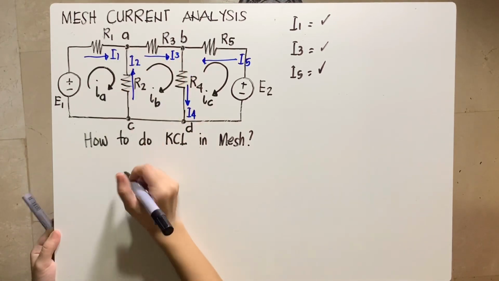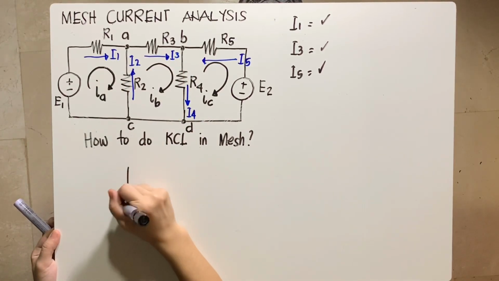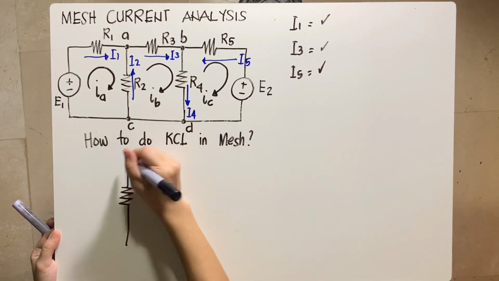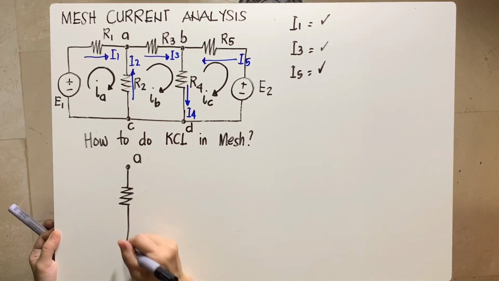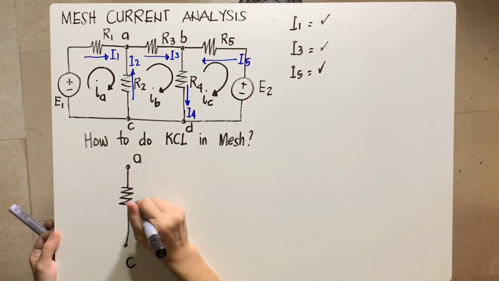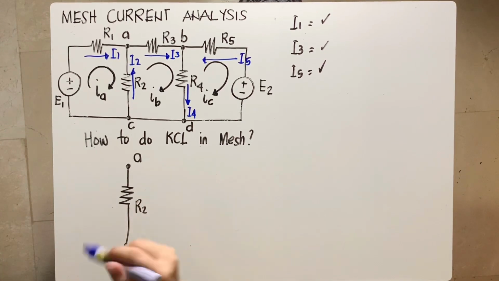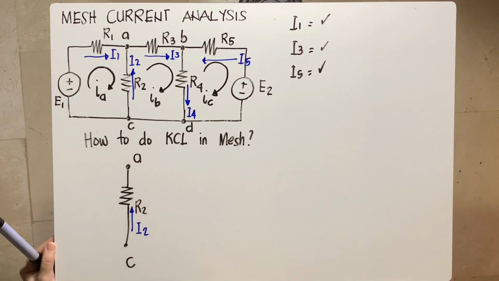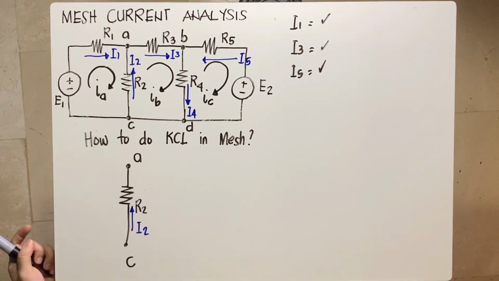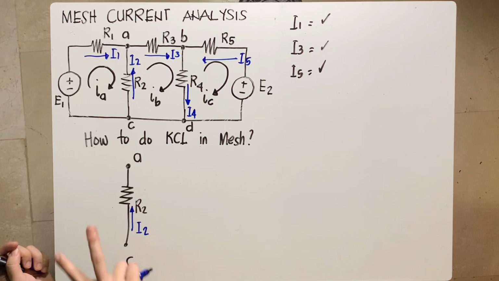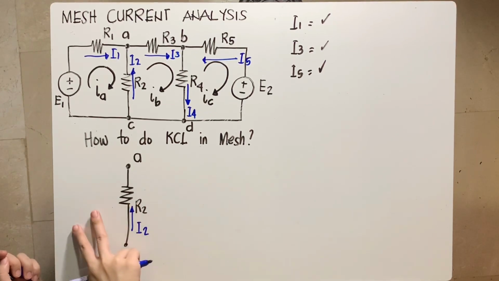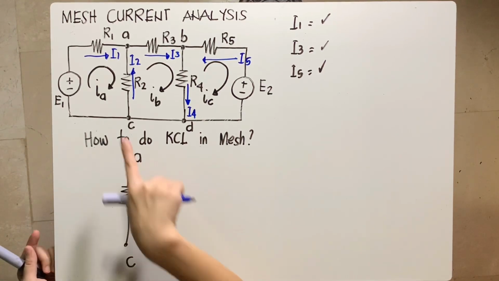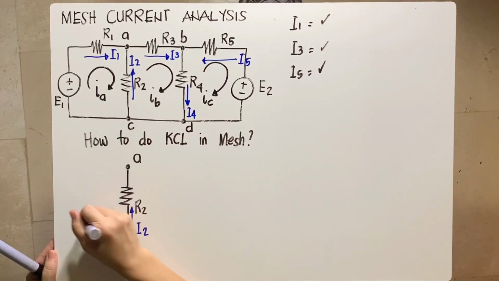Kuhanin niyo yung branch. I'm going to take that branch. Copy the nodes. That's A and C. This is R2. And it has an upward flowing current I2. Pag nakuha mo yung branch, kuhanin mo din yung mesh currents that affect the branch. We have two. It's affected by IA and IB. So, dito si IA.